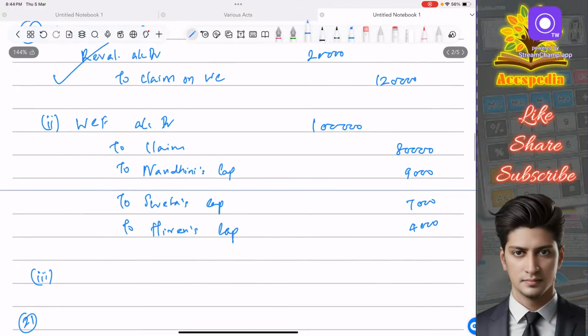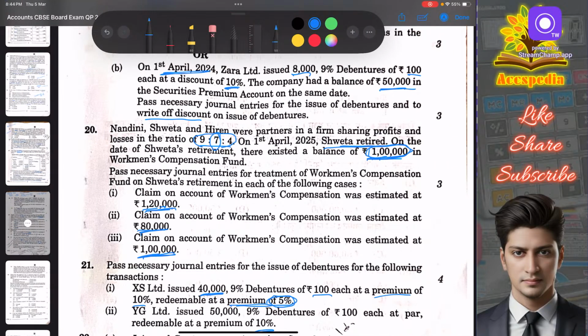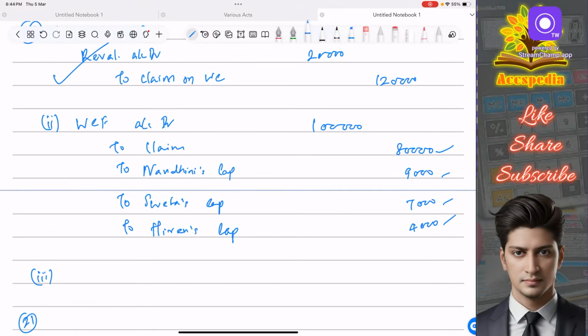Okay, and then in the second one, of the 1 lakh we will transfer 80,000 to the claim. The balance in the excess reserve fund, we have to transfer to the old partners in the old ratio. The remaining share is 20,000, and that 20,000 has to be divided in the old ratio 9:7:4, which totals 20 shares. So 20,000 divided by 20 shares is 1,000. 1,000 into 9, 1,000 into 7, 1,000 into 4. So this is the second one.